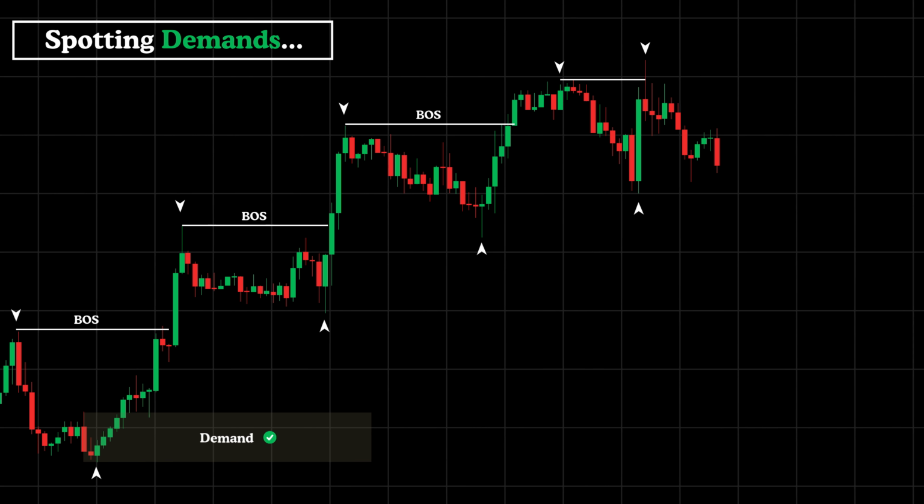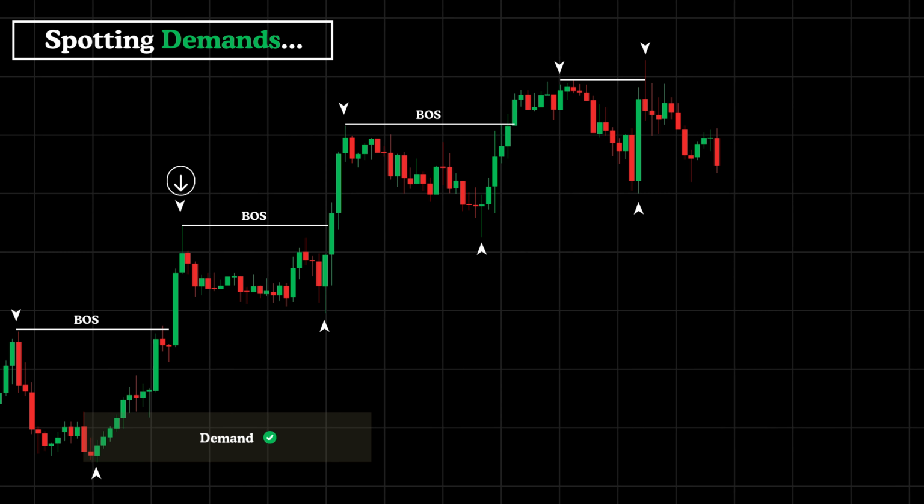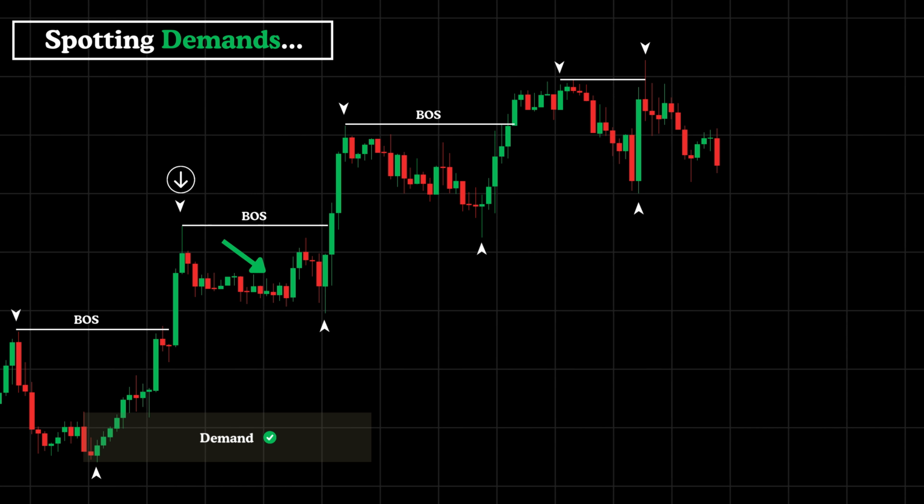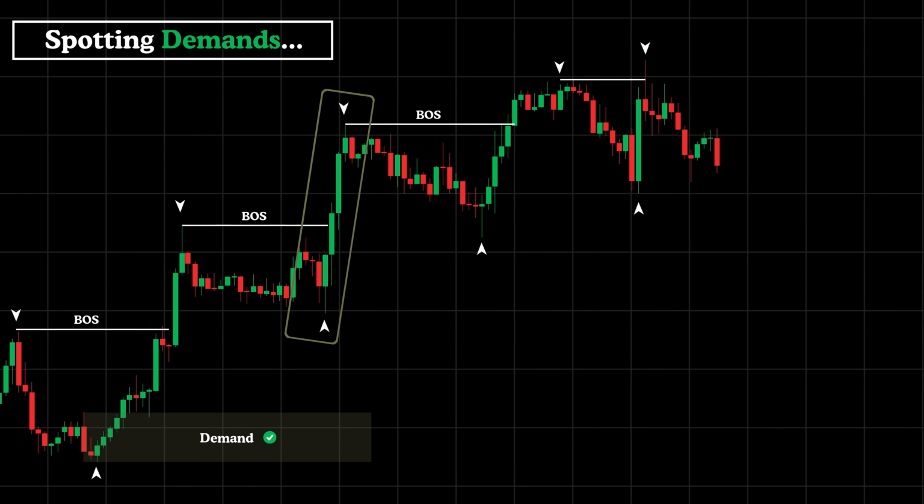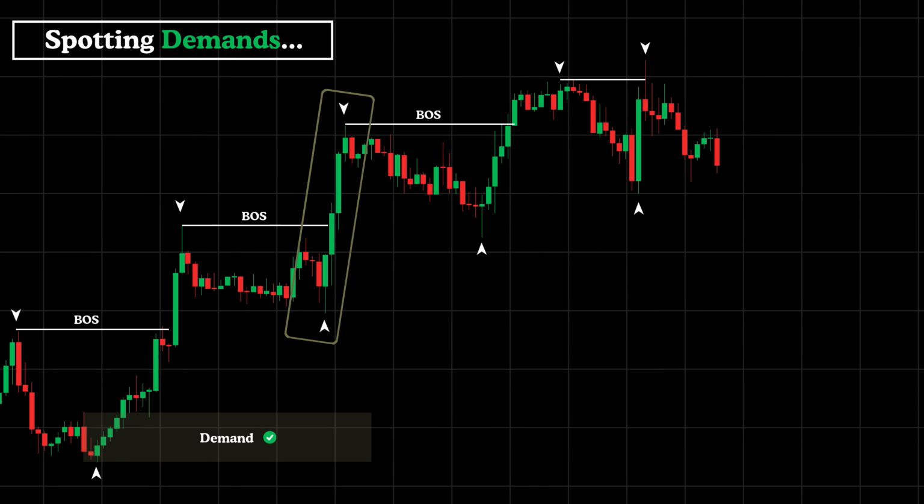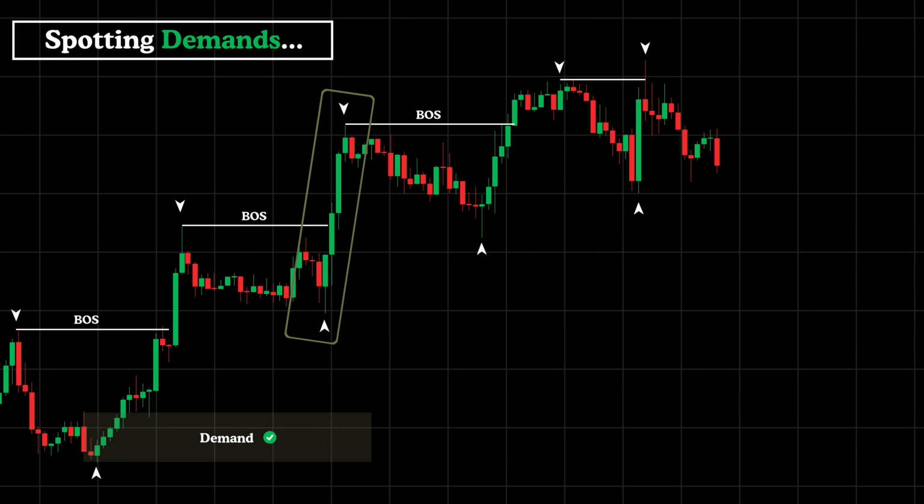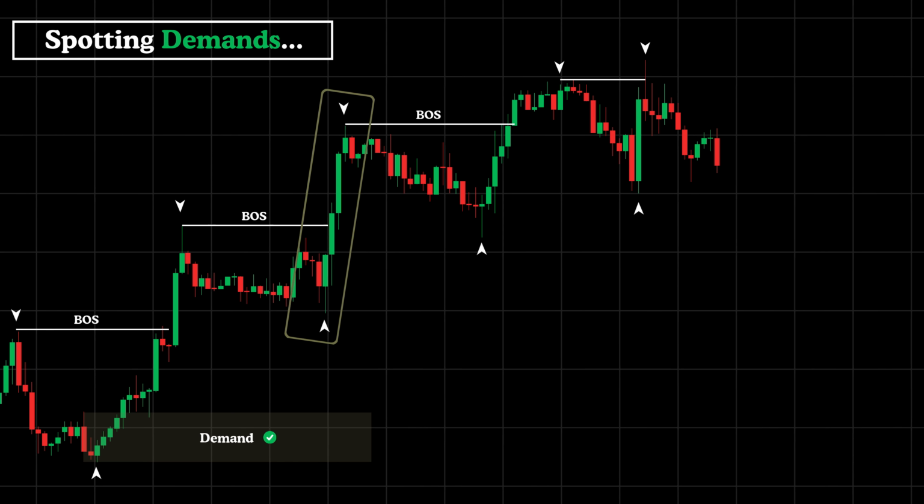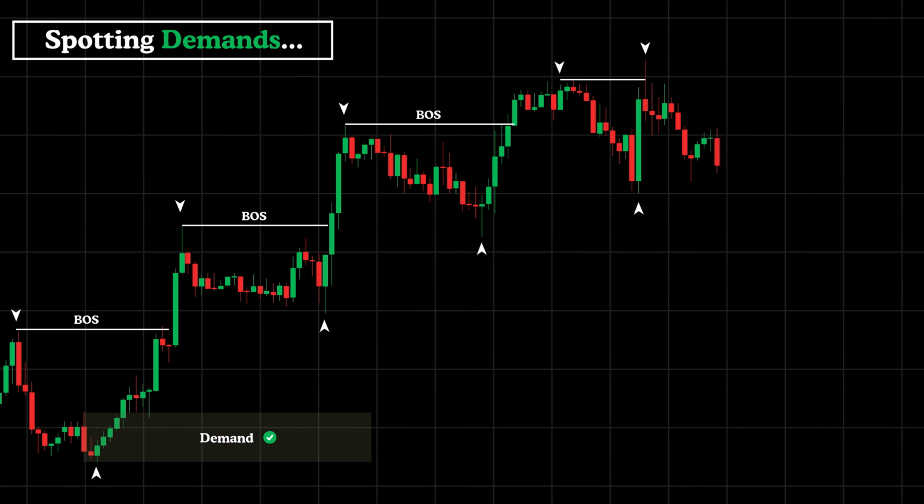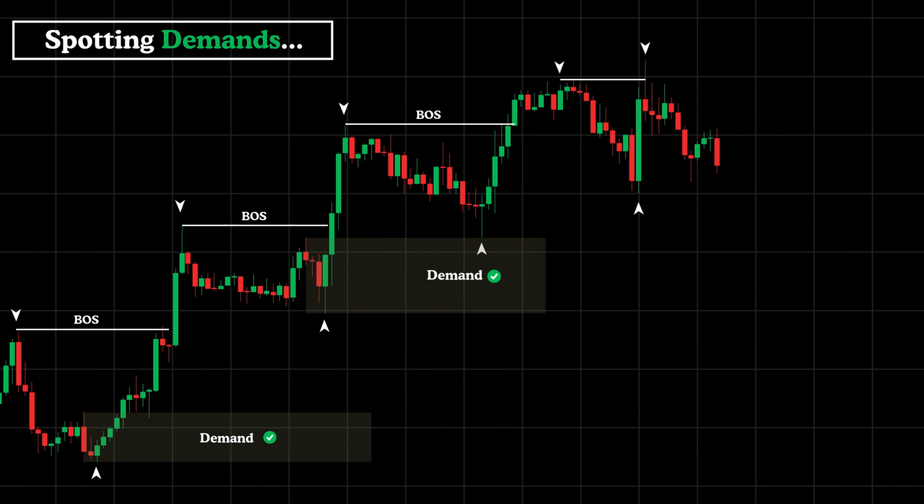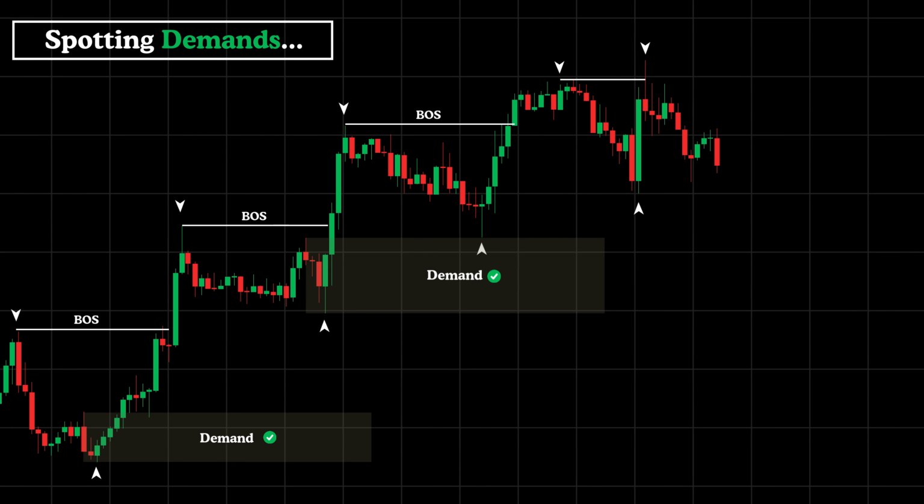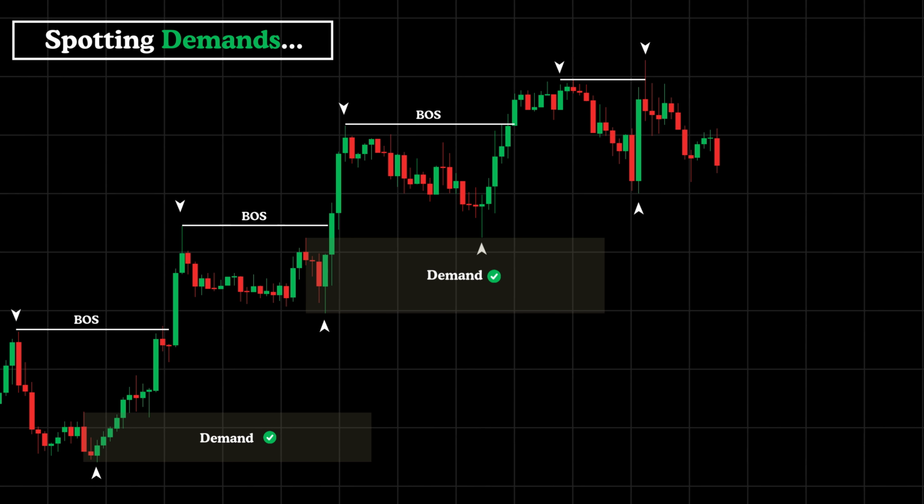Once again, price forms another higher high. After a brief pullback, it drives upward, breaking the most recent major high and confirming a bullish break of structure. That action generates another demand zone at the origin of this new bullish impulse. Here, the three consecutive down close candles before the strong expansion mark the next unmitigated demand area.